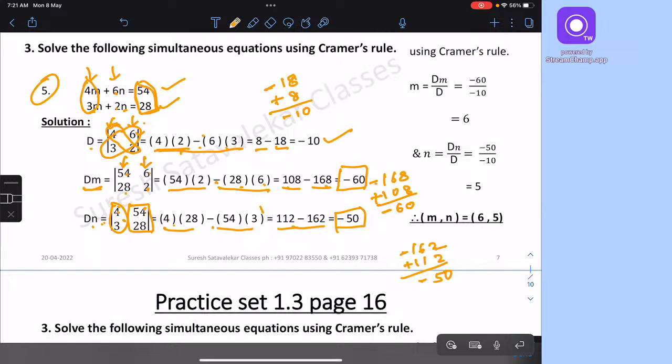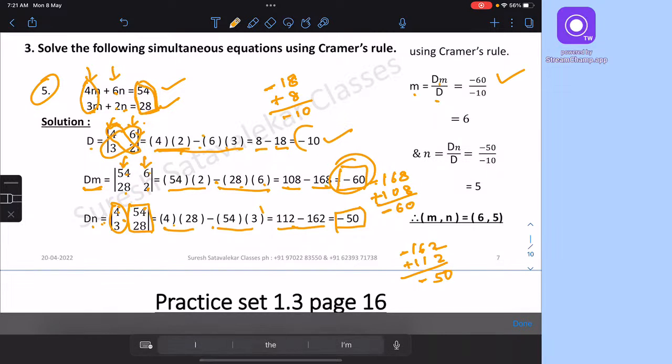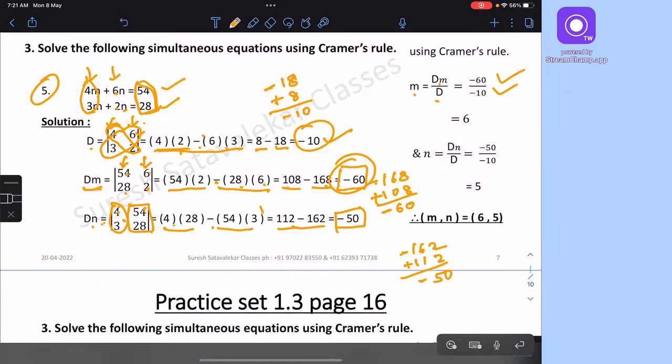Now m is equal to dm upon d. dm is minus 60 upon d, which is minus 10. Minus 60 upon minus 10, minus upon minus is plus, 10 sixes are 60. So the answer is 6. And n is equal to dn upon d. The value of dn is minus 50, written here, upon d, the value of d is minus 10. So minus upon minus is plus, 50 upon 10 is 5. Thus m is equal to 6 and n is equal to 5.